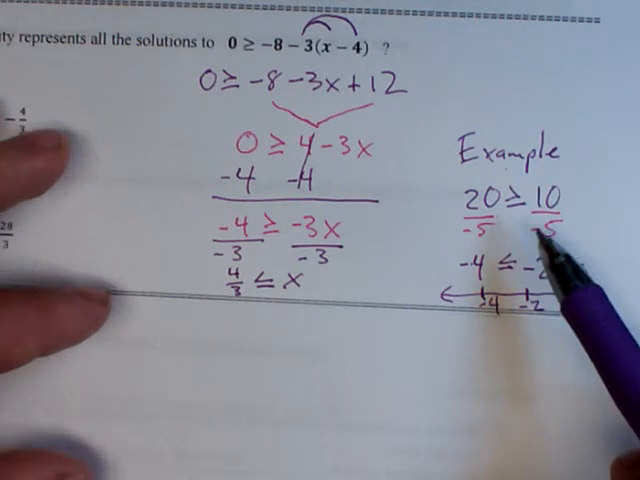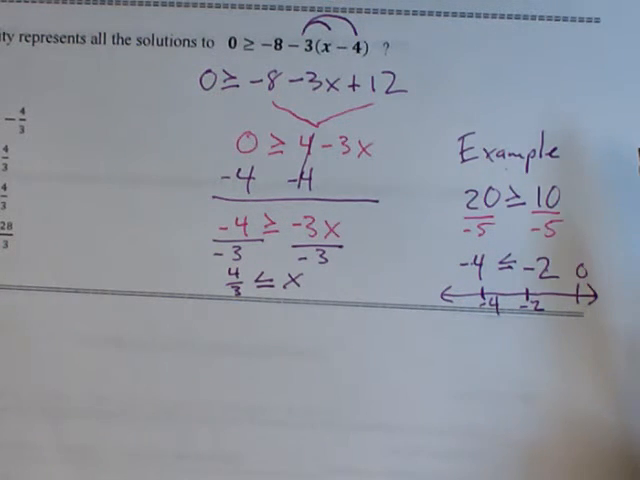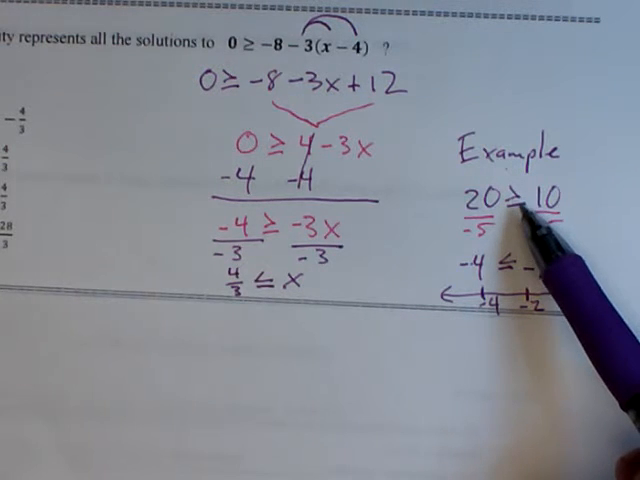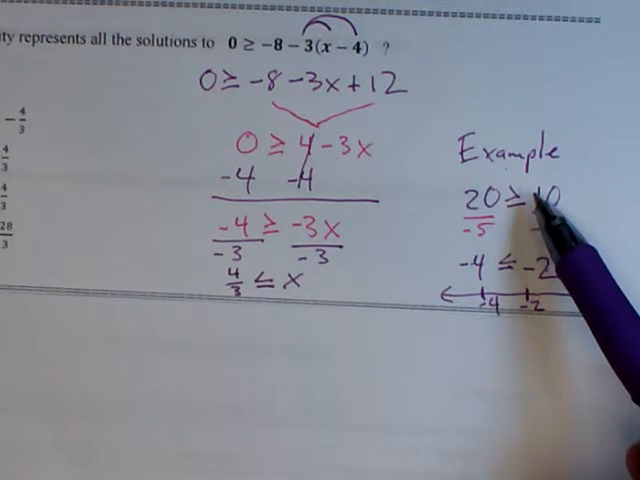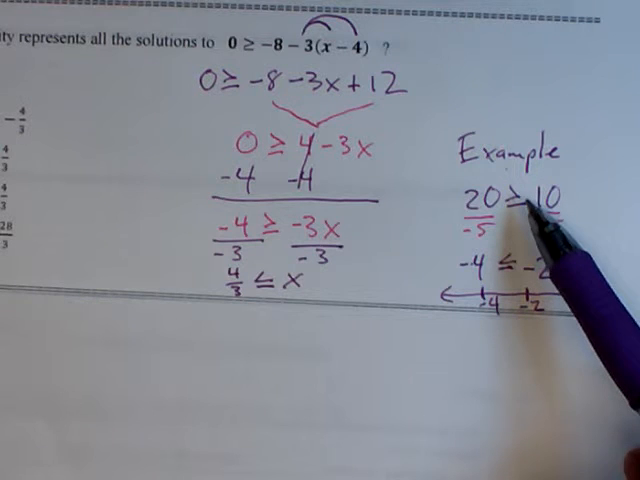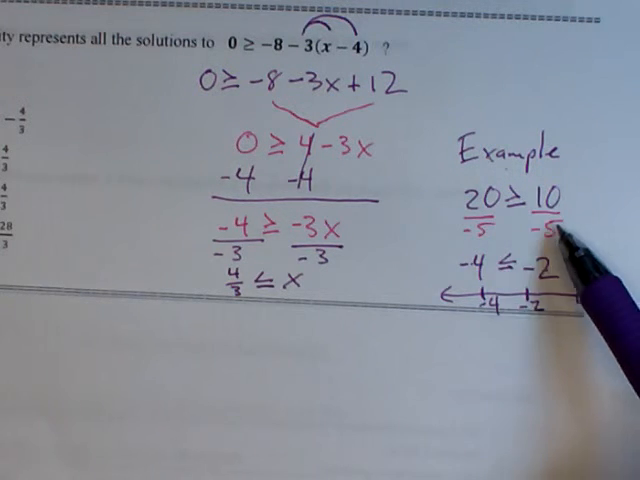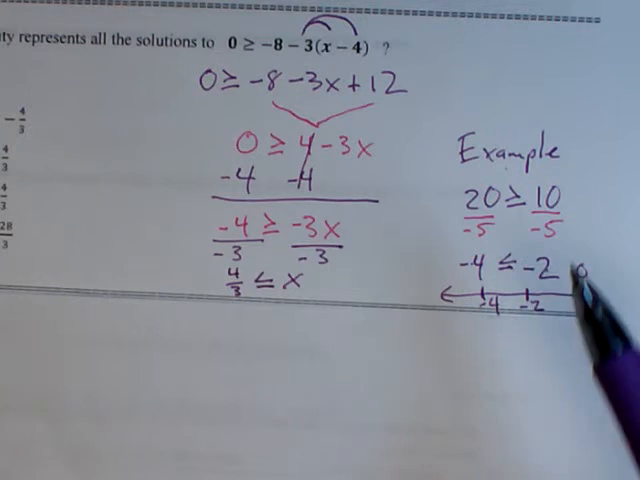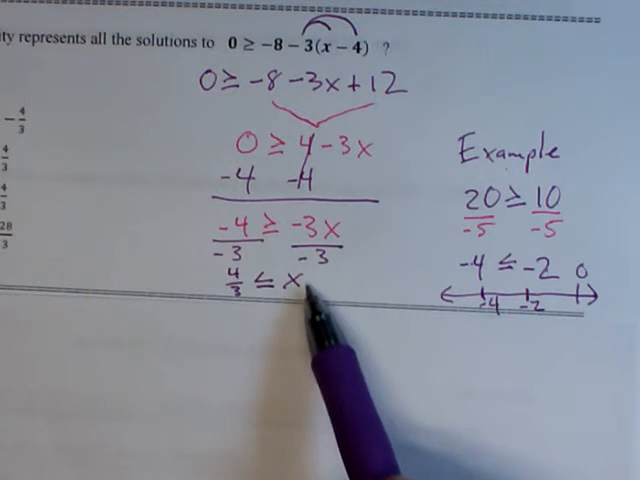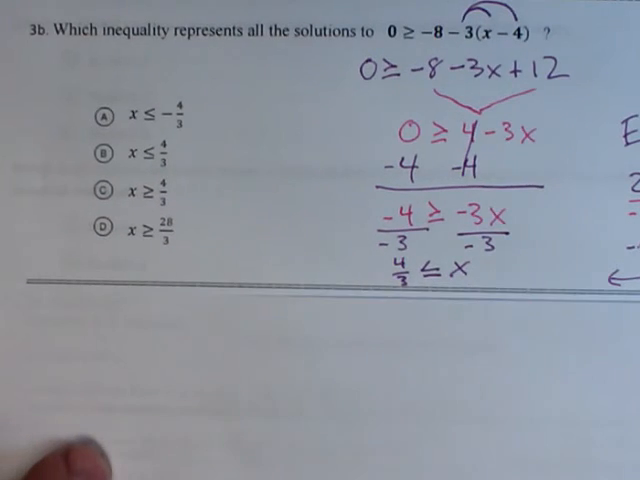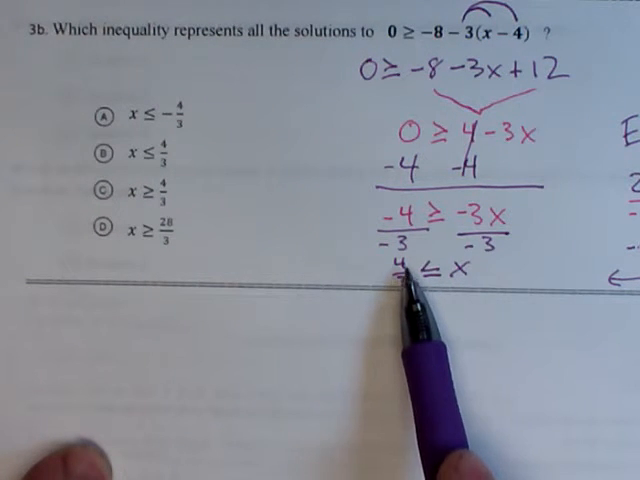So really the only difference between an equal sign and an inequality, like a greater than sign or greater than or equal to, is that when you're dividing by a negative, you have to switch the sign. So that's why I did that here. When I divided by the negative, I had to switch the sign. So my solution is x is greater than or equal to 4 over 3. It's positive.